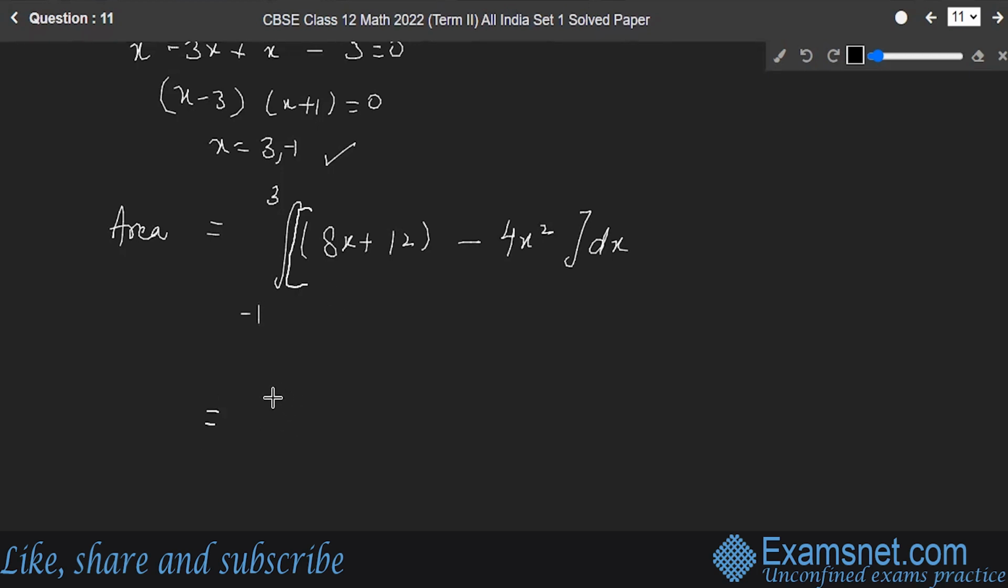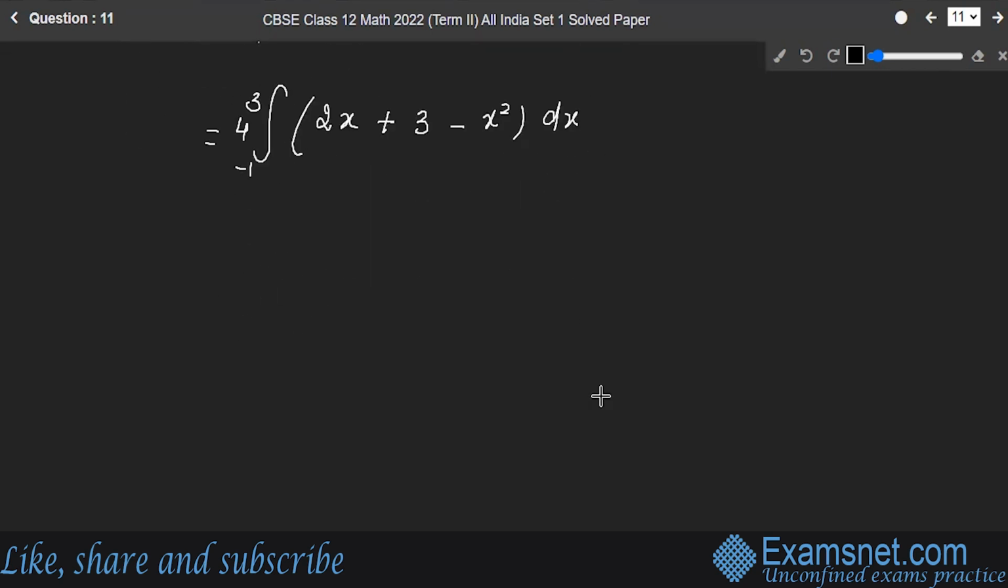Right. So this is the limit minus 1 to 3. I'll take the 4 outside. Fine. So this will become 2x plus 3 minus x square, dx. Okay, simple as that.